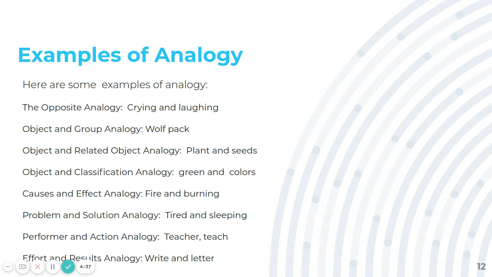Object and classification, the object is color and the classification of green is a color. Cause and effect analogy, the cause is fire and the effect is burning. Problem and solution analogy, the problem is you're tired, the solution is to go sleep. Performer and action analogy, the teacher, he teaches the lessons. And effort and result analogy, the effort is the write and the result is the letter.